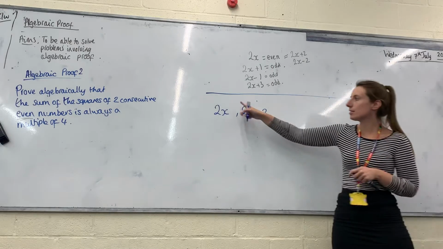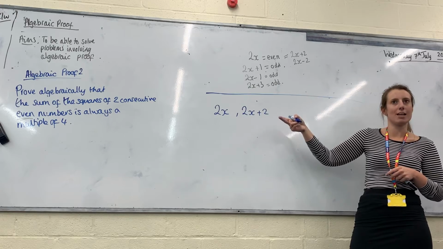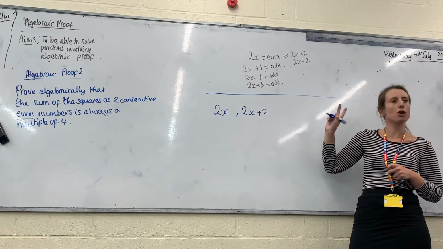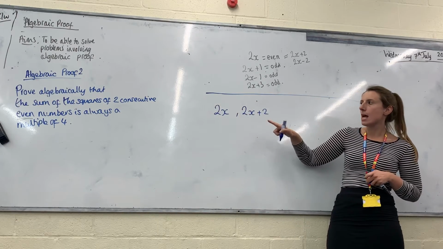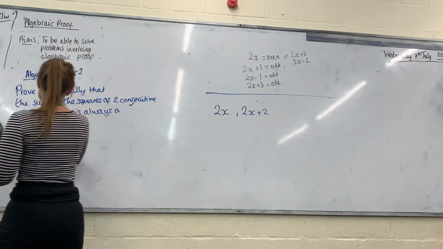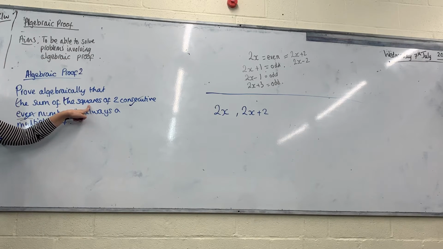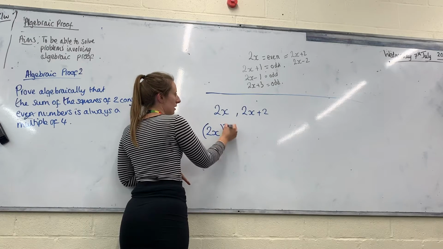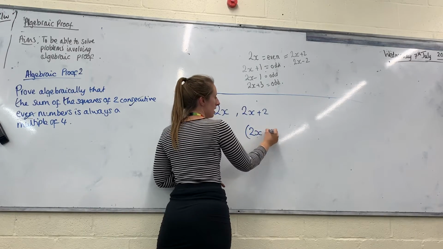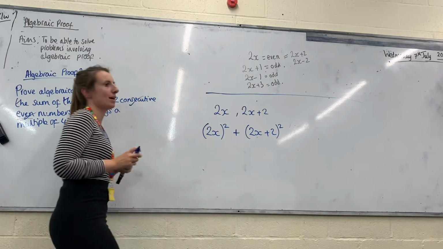If my number is 2x, that's my first even number. My next even number would be 2 higher than that. So we've got our 2 consecutive even numbers, one after the other. We've done the consecutive bit, we've done the even numbers bit. Now we want the sum of the squares. So I need to square my 2 numbers, I've got to square this number and square this number, and it's told me I've got to add them because it asks for the sum of the squares.